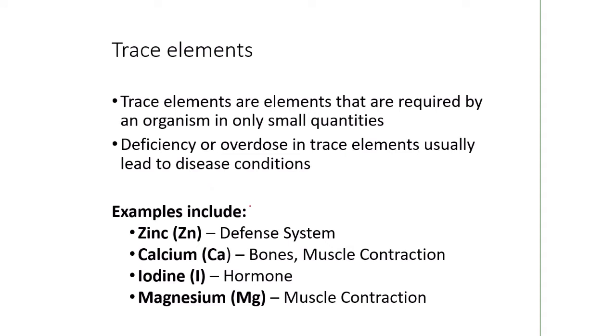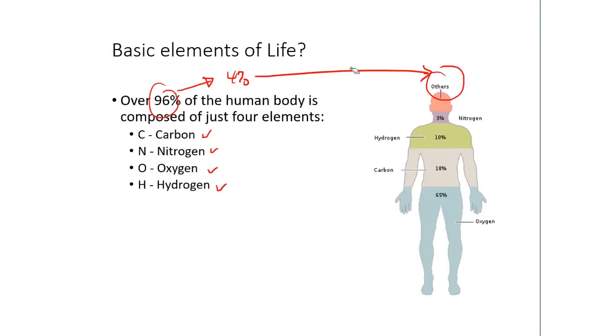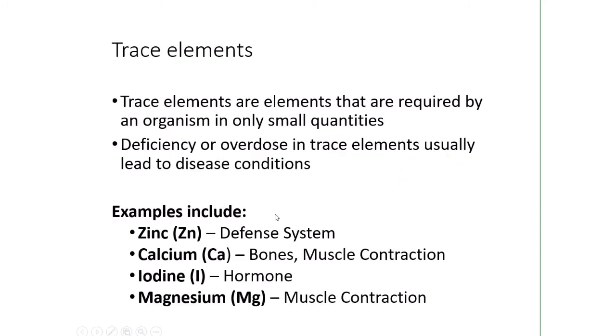So examples of trace elements, and again, trace elements are the elements that are only required in small amounts in the body, and they make up the remaining 4% of the body. Some examples of these include zinc. Zinc is important for the defense system, for example.